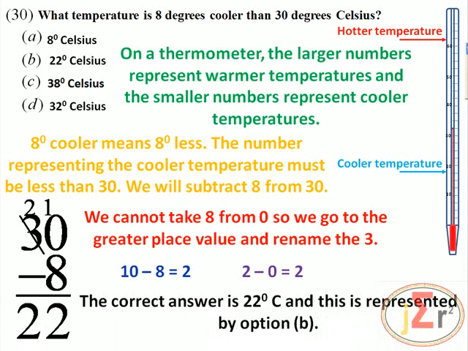The correct answer is therefore option C. B. Oh, Jerry is correcting me. As I said C, Jerry said B. So the correct answer is option B. 22 degrees Celsius. That is represented by option B. So I hope that I don't shade C. So represented by option B.